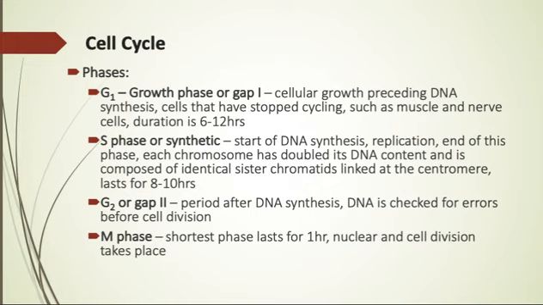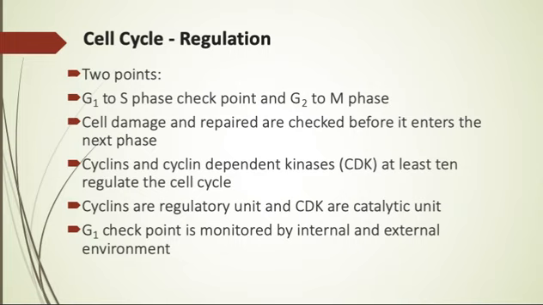Okay. So when we talk about the cell cycle, you should also know how this cell cycle is regulated. So this cell cycle is regulated at 2 points, that is you have G1 to S phase, that is checkpoint 1, and then you have G2 to M phase. So the cell damage and the repair are checked before it enters into the next phase. So you have cyclins and cyclin dependent kinases, that is CDK, at least 10, that regulate the cell cycle. So the cyclins are the regulatory units and the CDKs are catalytic units.